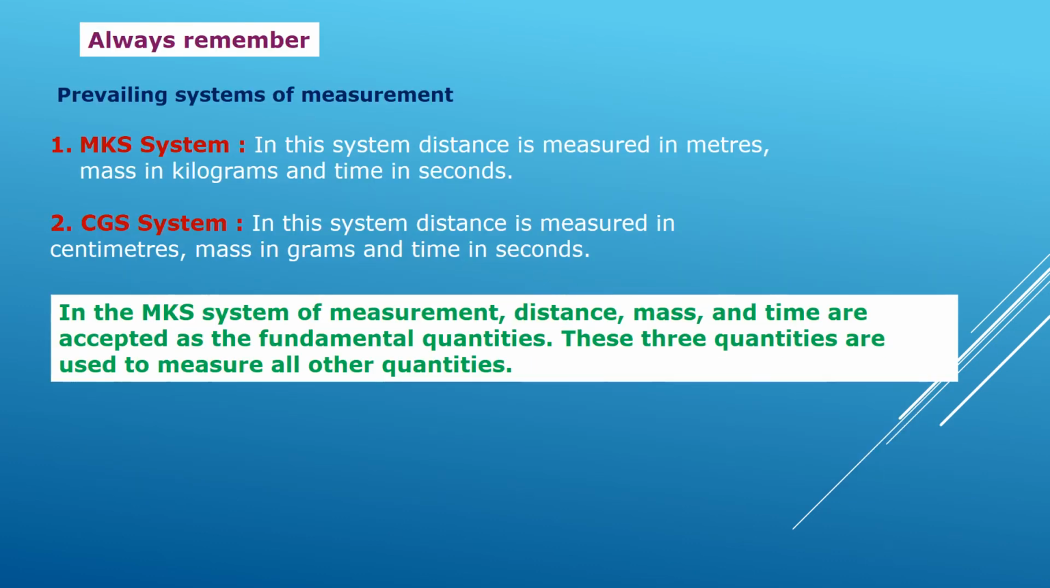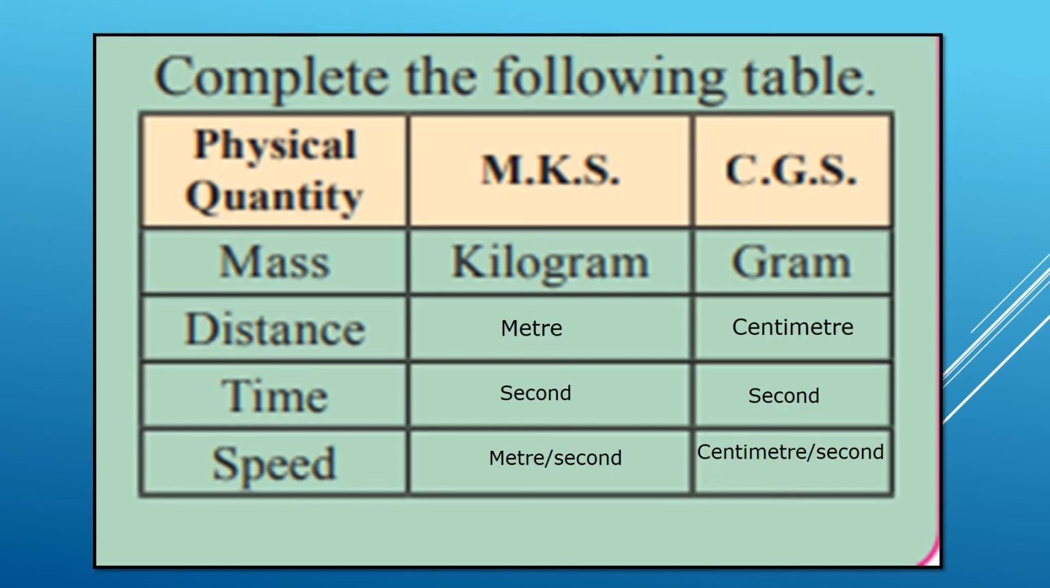Now always remember, prevailing systems of measurement. There are two systems of measurement, that is the MK system and the CGS system. In the MK system, distance is measured in meters, mass in kilograms and time in seconds. In the CGS system, distance is measured in centimeters, mass in grams and time in seconds. In the MK system, distance, mass and time are accepted as the fundamental quantities. These three quantities are used to measure all other quantities, and due to that they are called fundamental quantities.